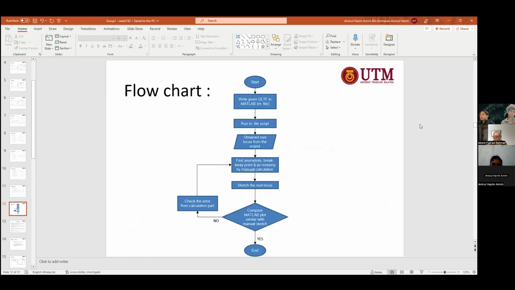Next, here is the flow chart. All four questions for 7.1, A, B, C, and D, are using the same flow chart. First, we write the transfer function in a Matlab file, then run the M file, and then obtain the root locus by using the rlocus instruction. Then we find the breakaway point and the imaginary axis crossing by using manual calculation, then we sketch it manually, and then compare it to the Matlab plot to see whether it is similar to the manual sketch or not. Okay, next.